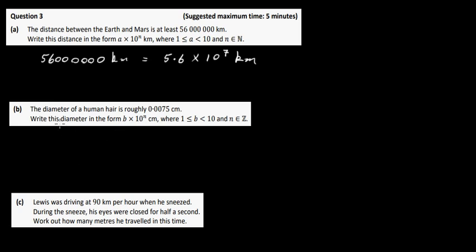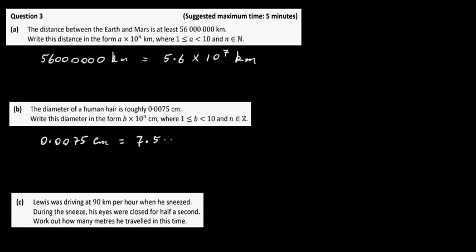Part B is the same thing again, but this time we have a number that is 0.0075. We've got the decimal point to the left this time. These are centimeters. We've got to write this in scientific notation, where b is between 1 and 10, and n is an integer this time. So again, take the decimal point, bring it up here to between 7 and 5 to make a number between 1 and 10.